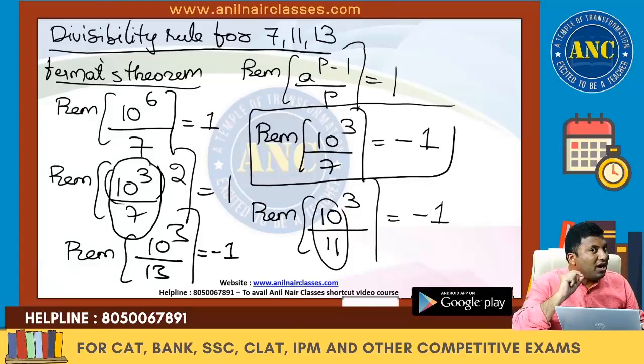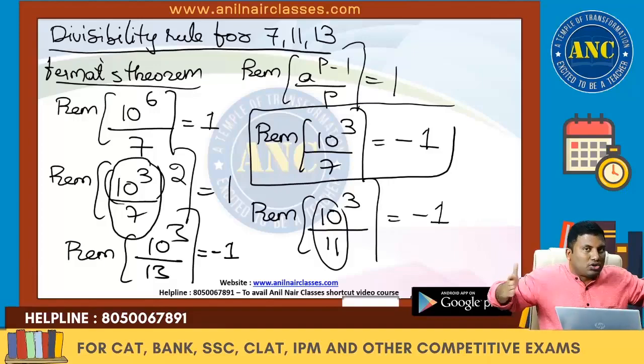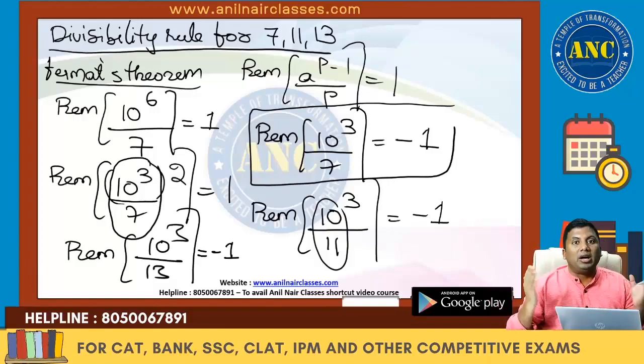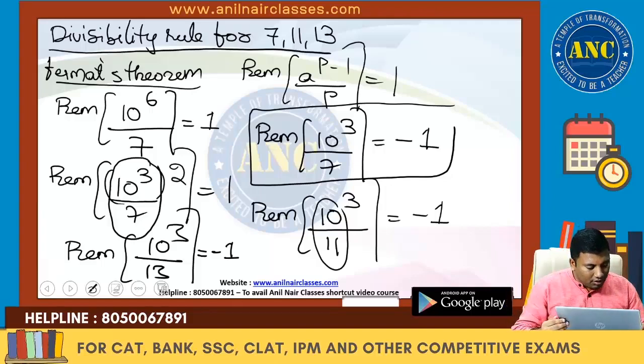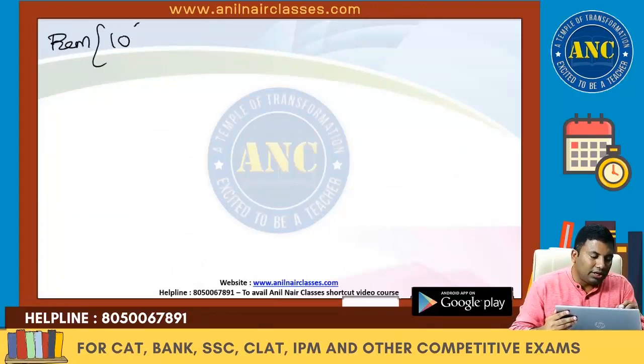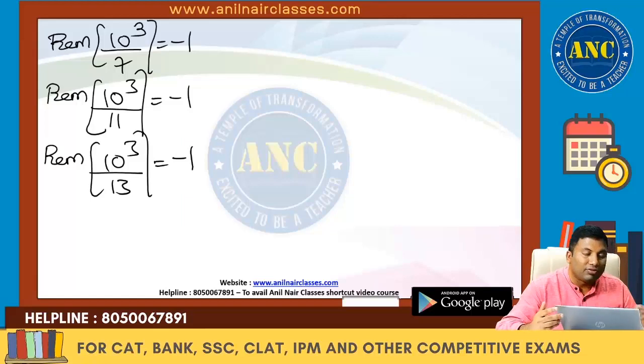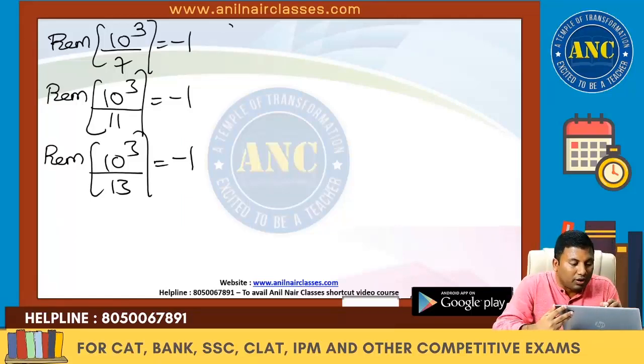This is a very, very important observation, because theory of oscillation is an efficient method if the number of digits are 1, 2, 3, 4, 5, 6. As the number of digits grows, using theory of oscillation might be a very ineffective method. That means, remainder: 10 cube divided by 7 is minus 1. 10 cube divided by 11 is minus 1. 10 cube divided by 13 is also minus 1. How is it useful? One example.